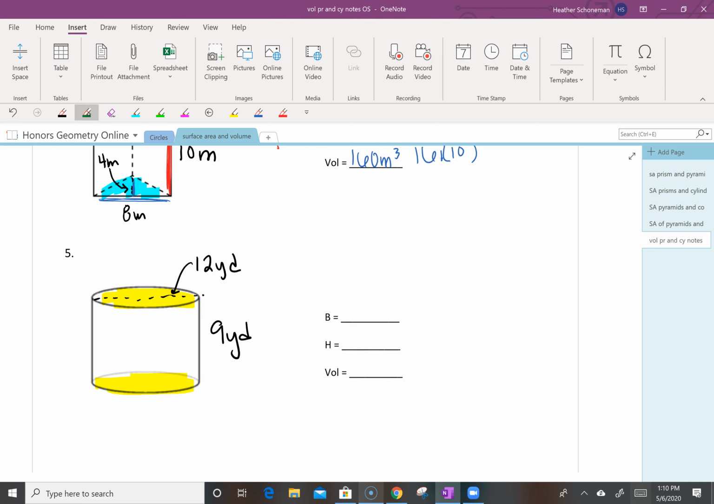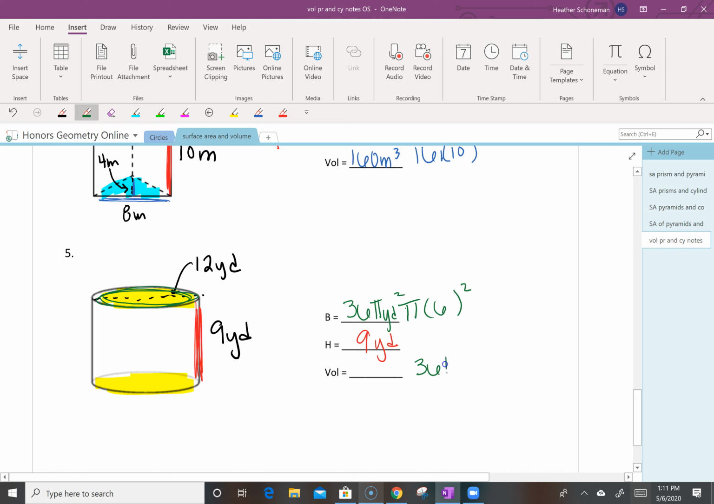They want capital B, which is the area of one base. So I want to find the area of one circle. Well, that's pi times the radius squared. Well, if the diameter is 12, the radius has to be 6. So that's going to be 36 pi yards squared. The height is the distance between the two bases. The two bases are 9 yards apart. So volume is just going to be base 36 pi times 9. 36 times 9 is 324 pi yards cubed for volume. And that's it.